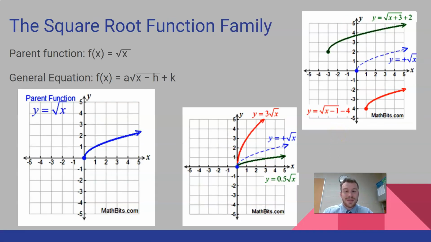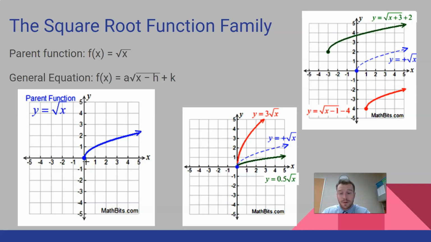Next, we get to meet the square root function family. The parent function is f of x equals the square root of x, and the general equation is f of x equals a times the square root of x minus h plus k. So here, instead of parentheses, we have a radical over x minus h. Now notice that it is not going over that plus k, just x minus h.